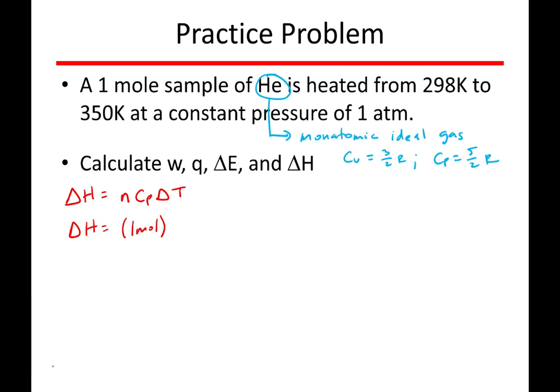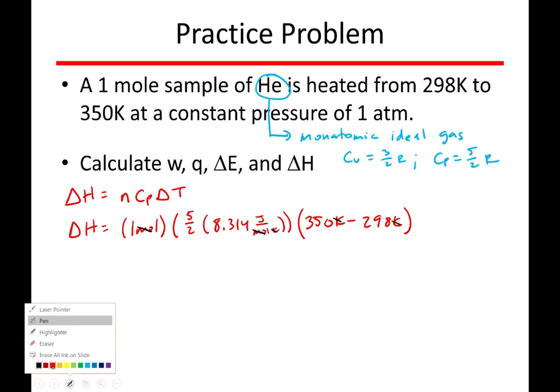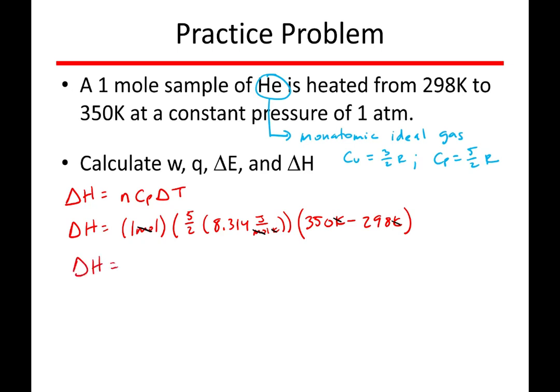So with that in mind, we can plug in CP is 5/2 times R, 8.314 joules per mole per Kelvin. Then delta T is always T final minus T initial. So T final of 350 Kelvin minus T initial of 298 Kelvin. In terms of the units, the moles cancel out, the Kelvins cancel out, and I'm left with just units of joules. And the value of delta H is 1081 joules. All right, so there's that one.